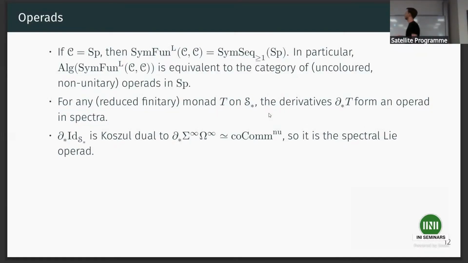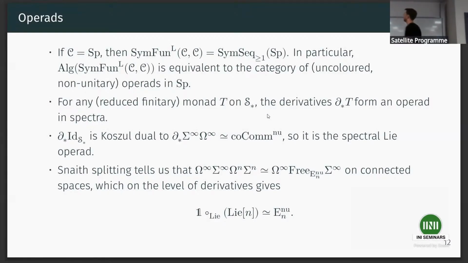So one thing you can show is that the derivatives of the identity give you an operad because the identity is a monad, that it's Koszul dual to the derivatives of the comonad sigma infinity loops infinity. And one can show that this is the non-unital co-commutative co-operad, which means that essentially by definition, this is what is called the spectral Lie operad. So that one is usually defined as the Koszul dual of the non-unital co-commutative co-operad.